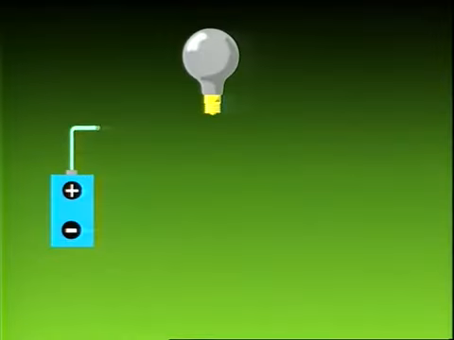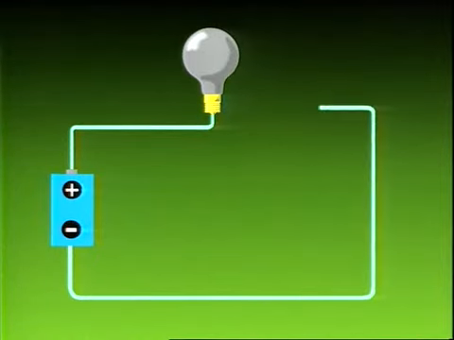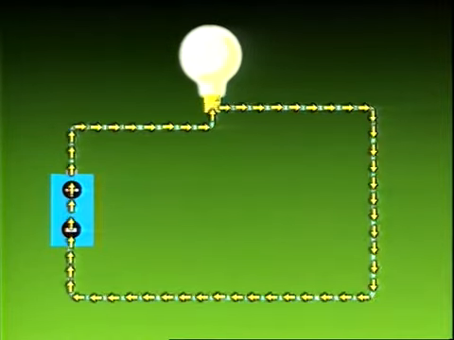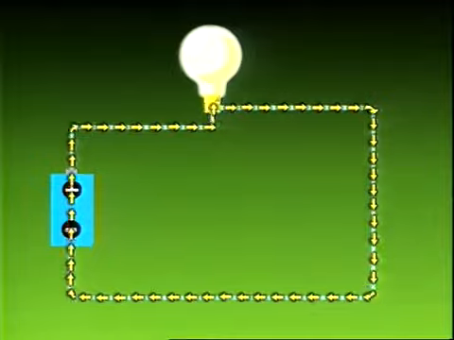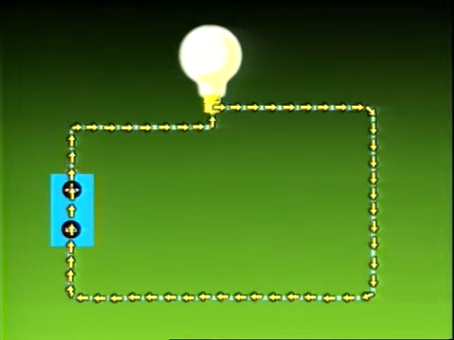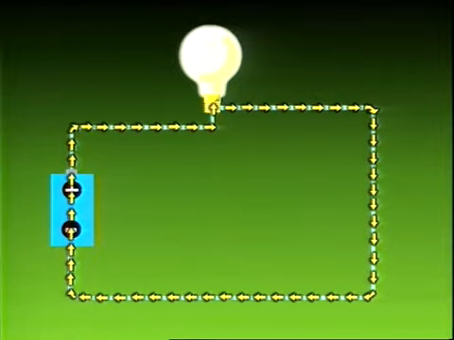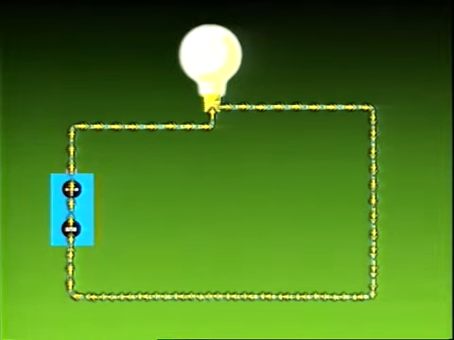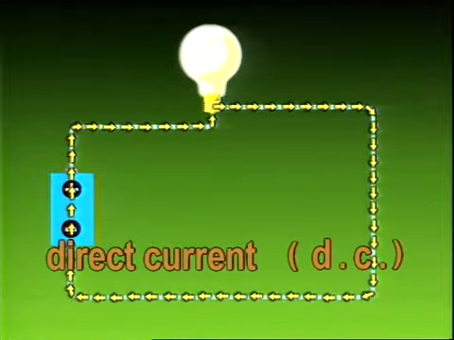The connecting wire connects the positive end of the battery with one side of the bulb, and the negative end of the battery with the other side of the bulb, forming a closed loop. The electric current flows from the positive end of the source through the electrical appliance to the negative end of the battery. The electric current flows in a fixed direction. This is known as direct current, or DC.